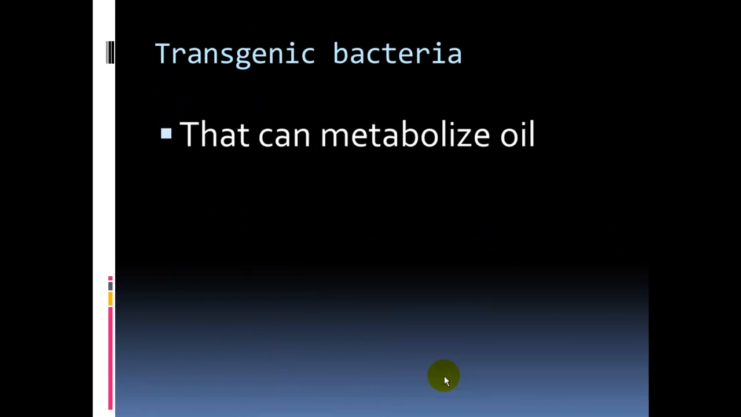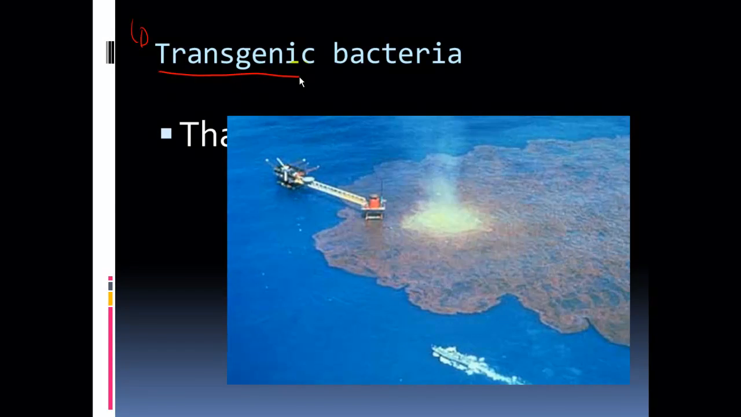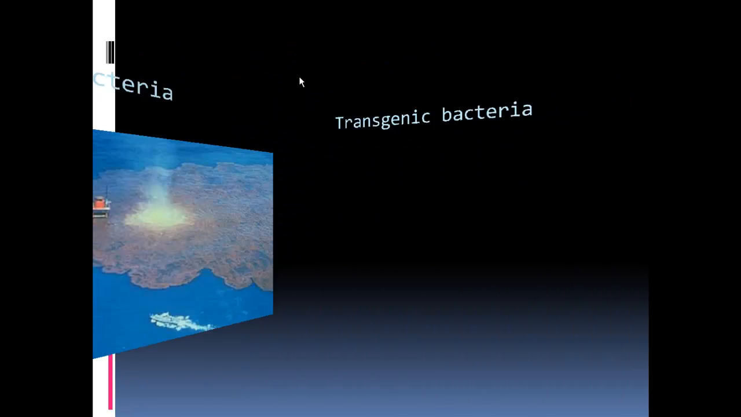Another example would be transgenic bacteria. Remember that important idea that this technology is always creating a transgenic organism. So another example using bacteria is they've created bacteria that can actually metabolize oil. So they actually ingest it and break it down, and obviously the application of this would be in oil spills that are not too large.